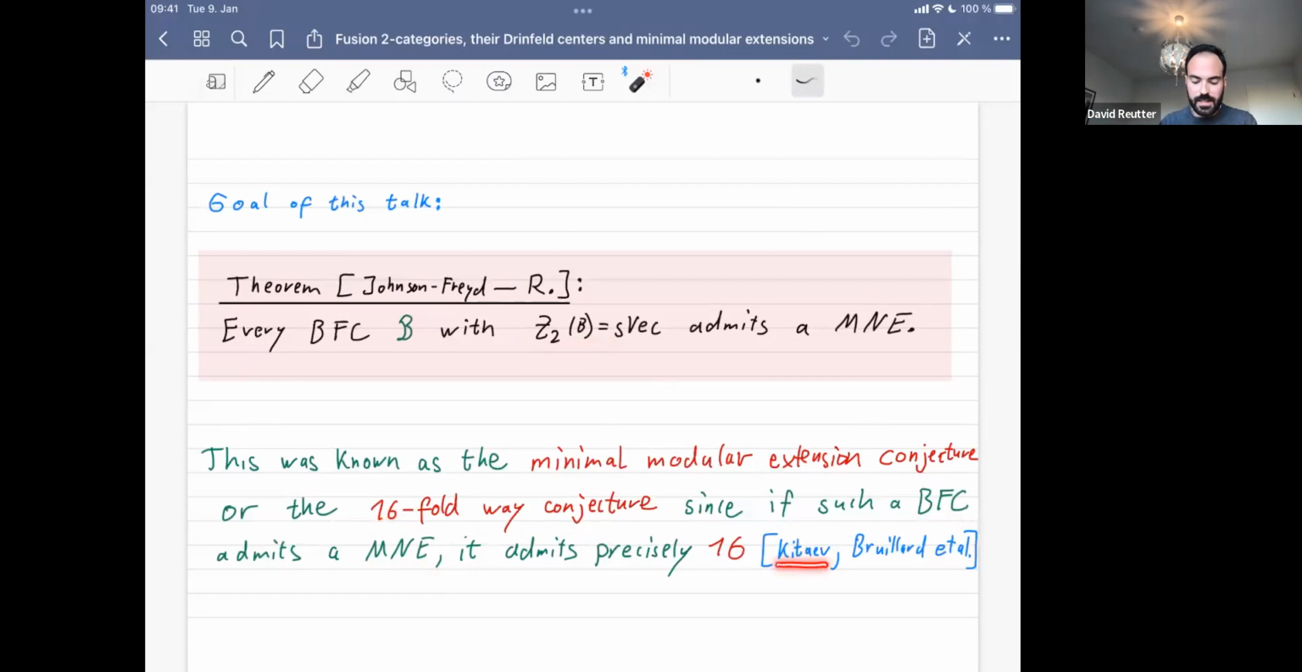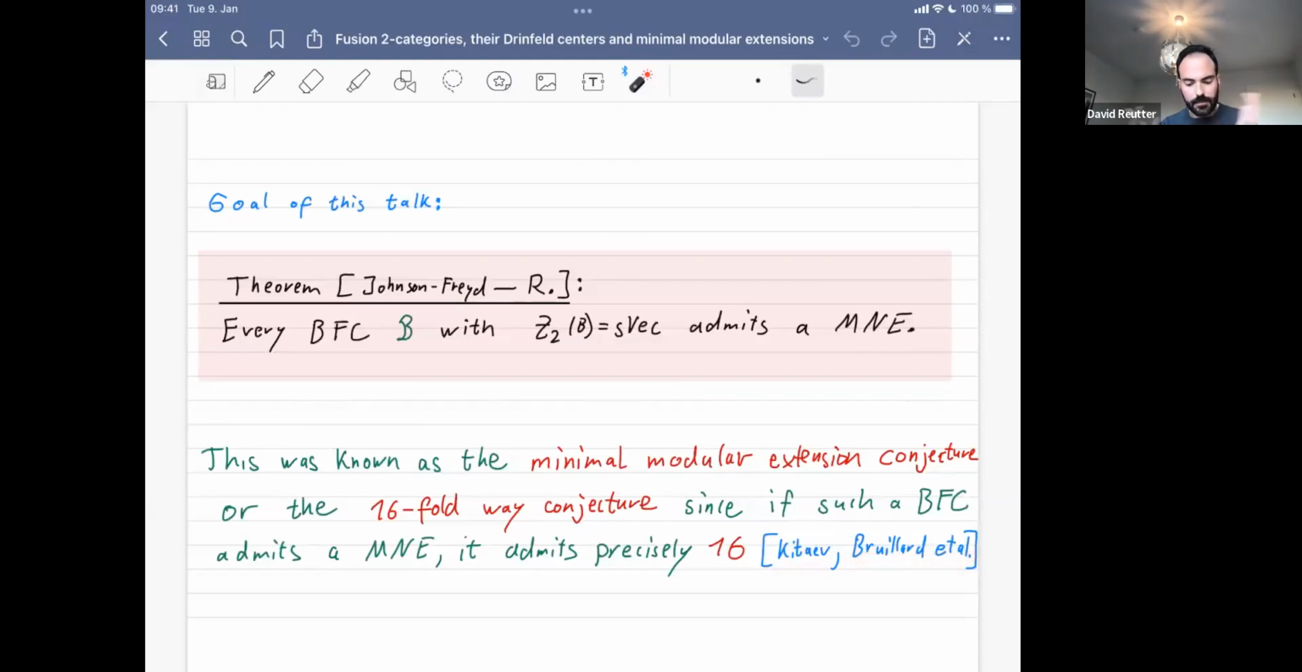And this last statement was proven for the easiest case, where the braided fusion category is just super vector spaces itself, by Kitaev, and then for the general case by Johnson-Freyd and Reutter, and a sequence, I think, of five other authors. And I'm going to mention these names later on. So they didn't quite fit on this slide, but later on you'll see the other authors here as well.